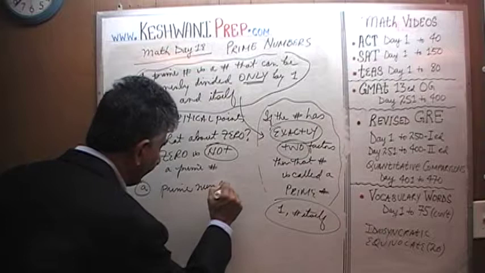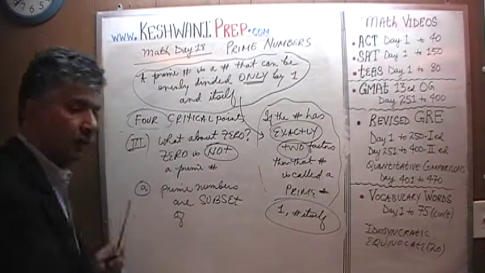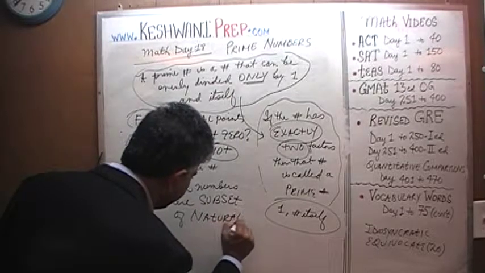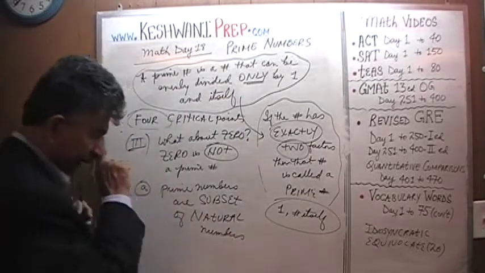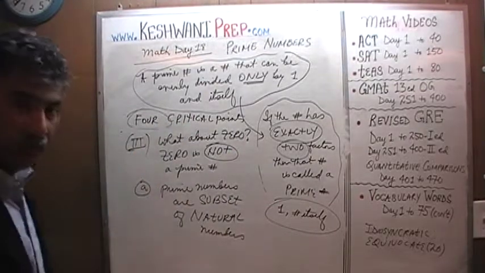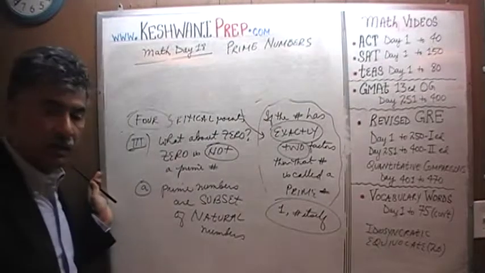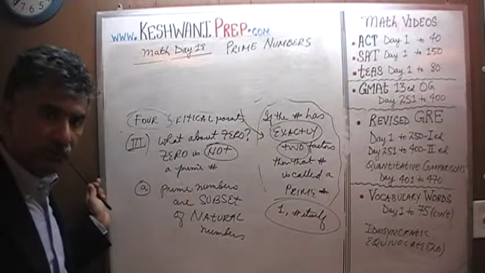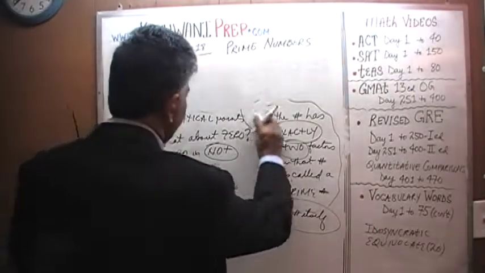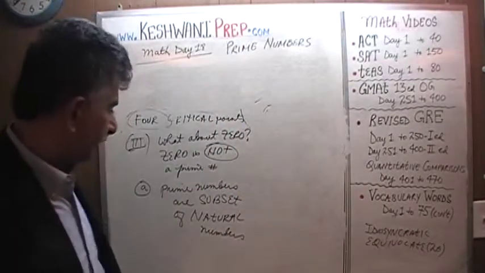prime numbers are a subset of what is known as natural numbers. Tell you what, instead of keeping these two points here and occupying all that space, let's erase them so that we have more room to maneuver. But remember, a prime number is a number that can be divided only by itself and one, or if you like, a prime number is one that has exactly two factors, one and itself. There are two ways of articulating the exact same concept.